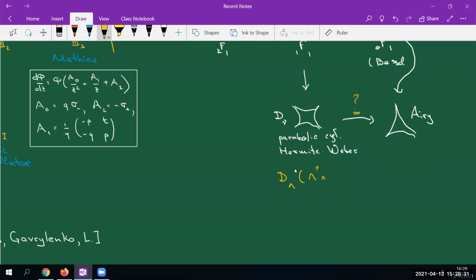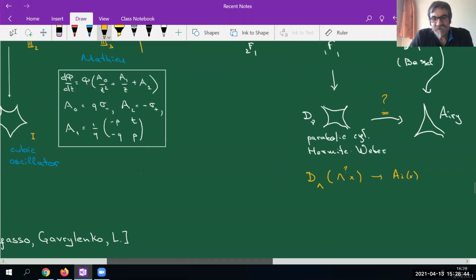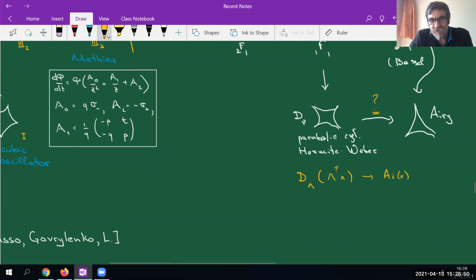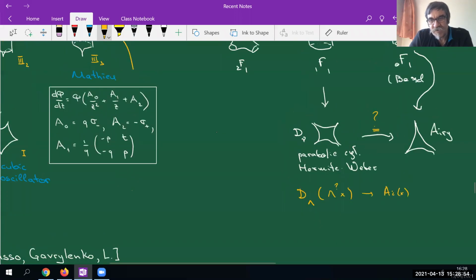So I don't know what to put here. But actually, maybe just a very short remark, because it might be that in this case where we're going from parabolic cylinder to Airy, we do not get just one Airy function, but two, because that's how we know it corresponds to the topology.